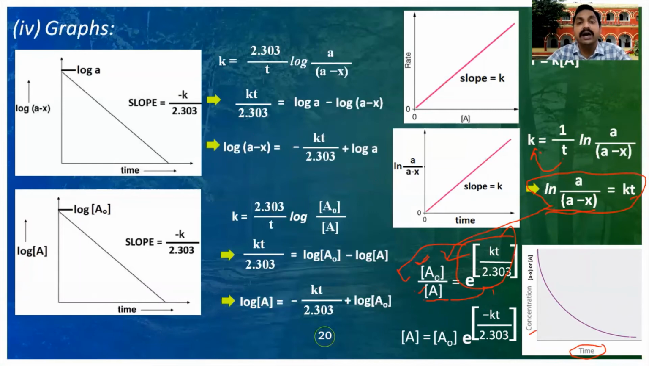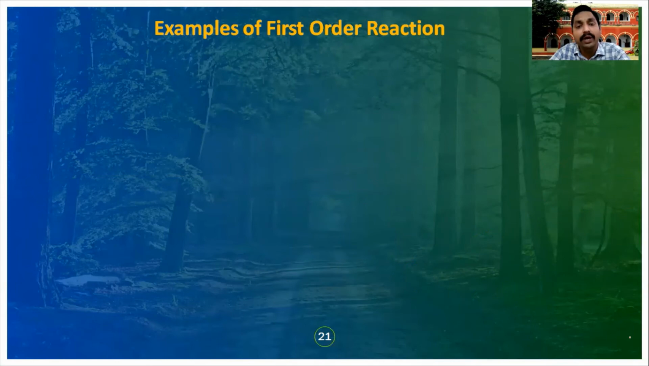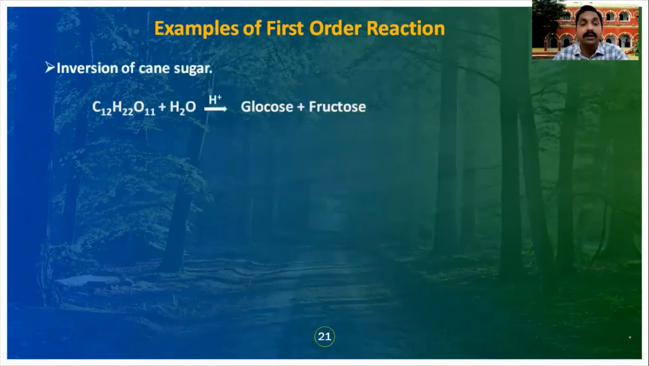Let us discuss the examples of first order kinetics. One of the well-known examples of first order reaction is inversion of cane sugar. What is cane sugar? We know the formula of sugar, C12H22O11. If you take sucrose, sucrose is the cane sugar. If you take the acid hydrolysis of sucrose, it is a first order reaction. Thus, inversion of cane sugar is a first order reaction.